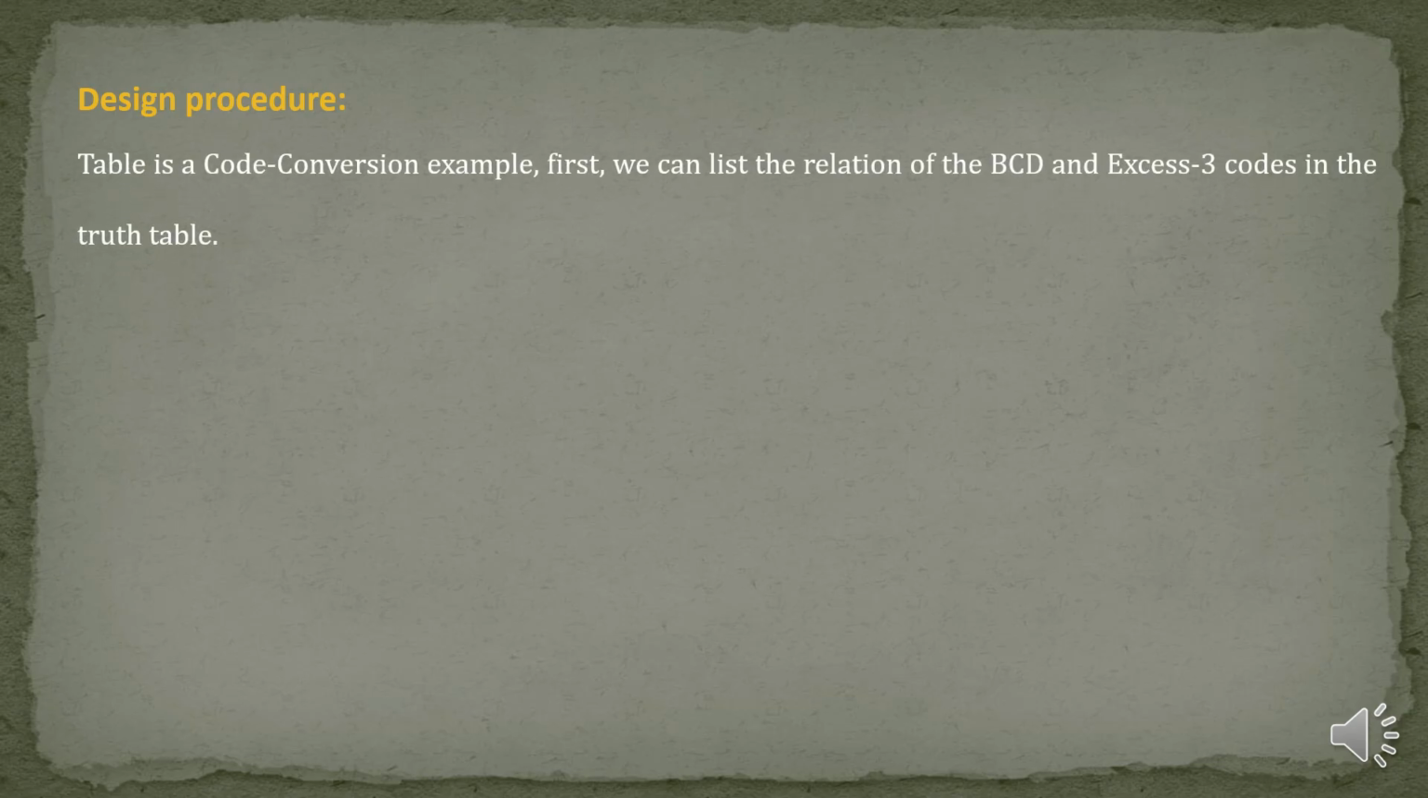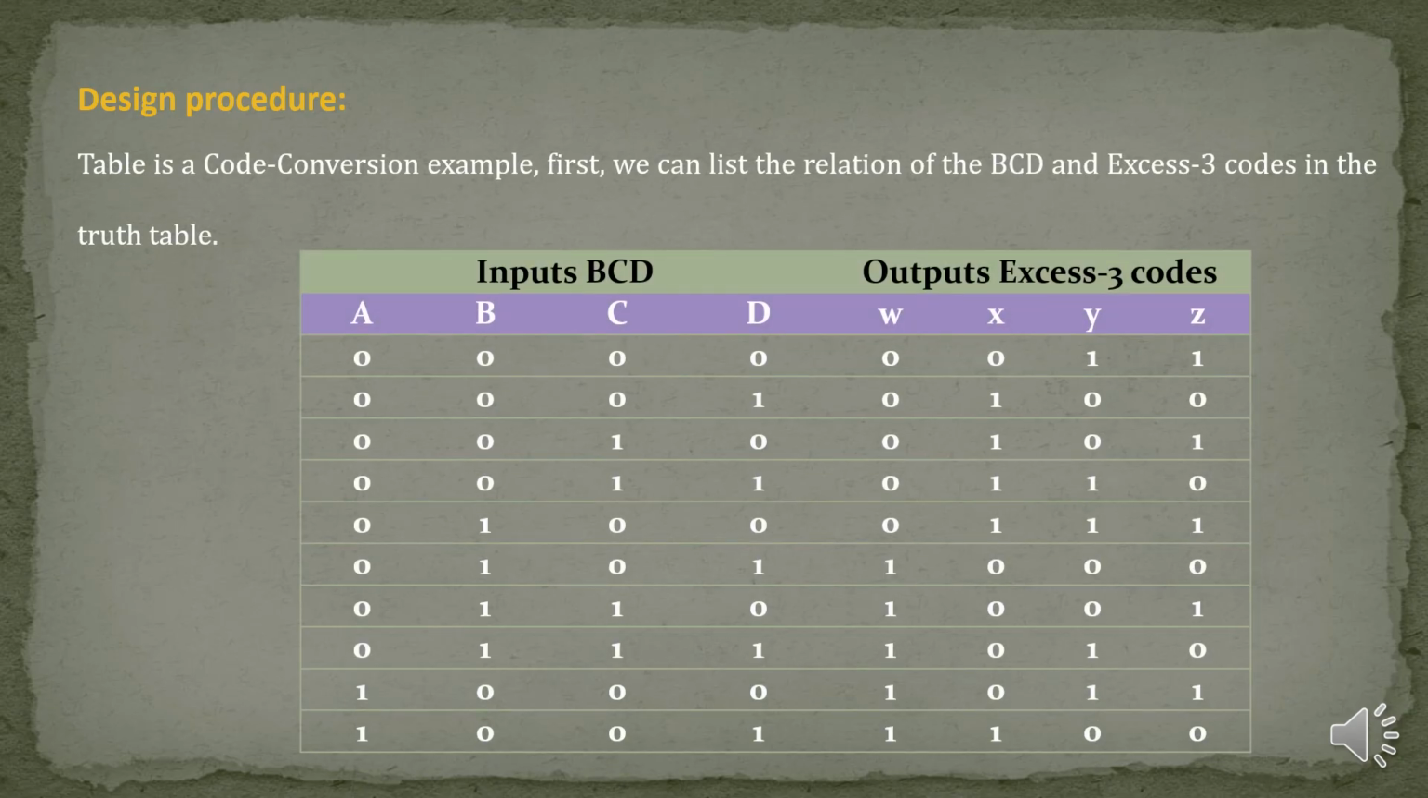In the previous example, we derived the truth table from the logic circuit. In this example, the designing process is different. We are going from the truth table to the logic circuit. This is the truth table. Here we are using 4 inputs and 4 outputs. The inputs are A, B, C, D and the outputs are W, X, Y, Z. According to different combinations of input, we get different combinations of outputs.